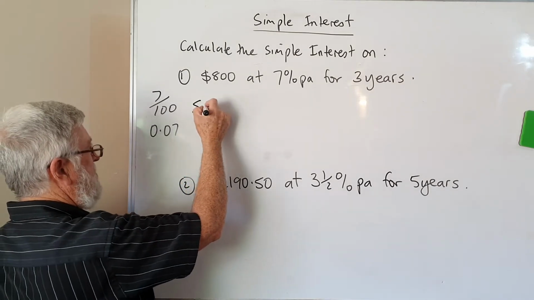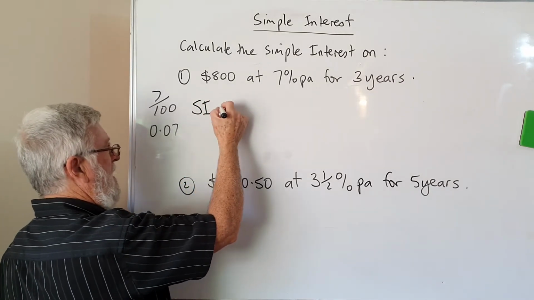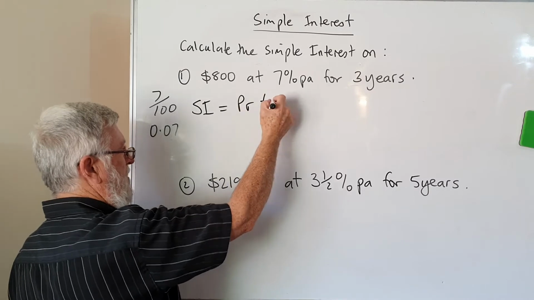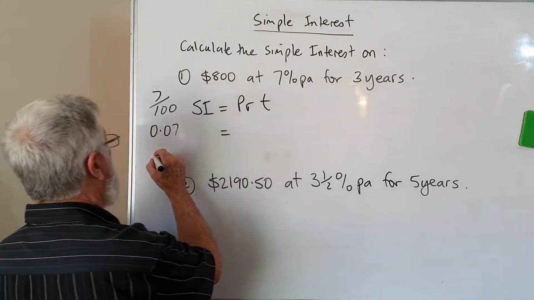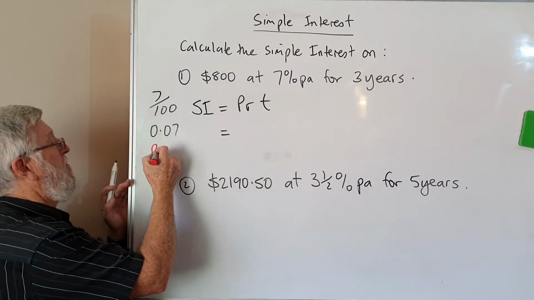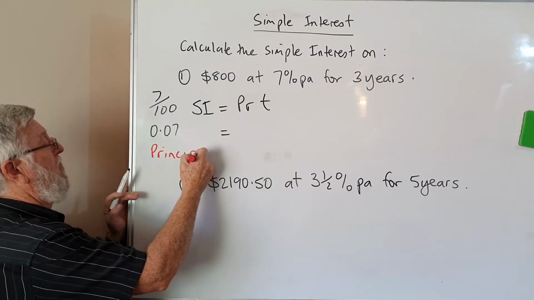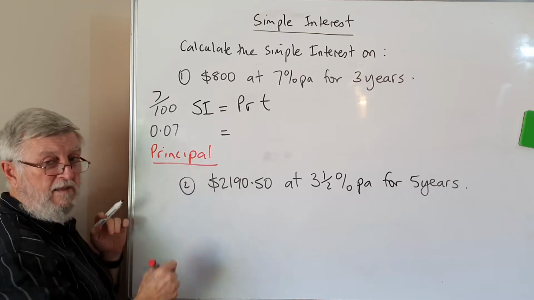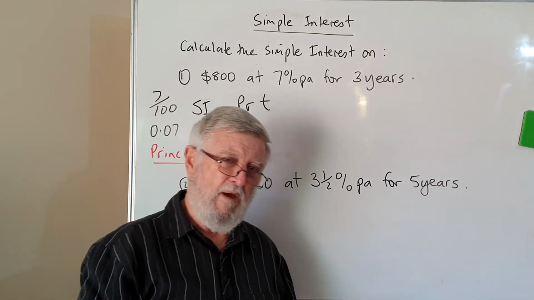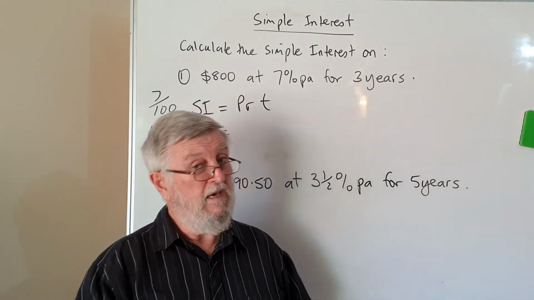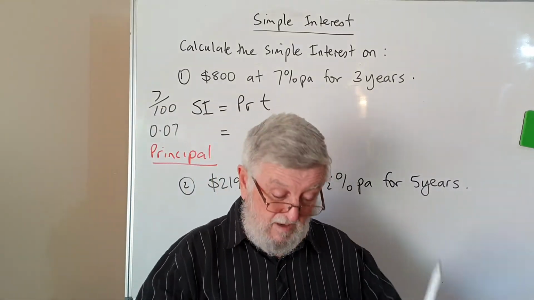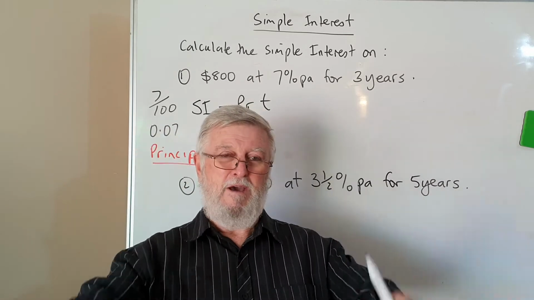People will write S or I or SI, and they'll write PRT. And P confuses a lot of people. The word is actually principal. Now, it's not a word that mathematicians make up. When I bought this house, I borrowed a certain amount of money. And that amount of money that I borrowed, the money that I started with, is called my principal.